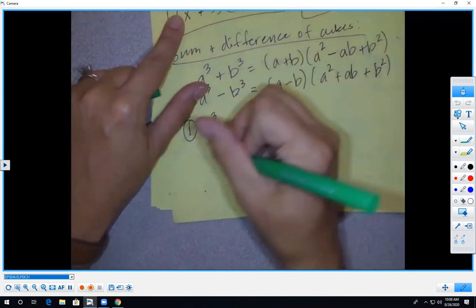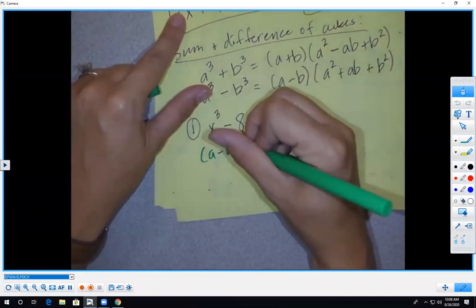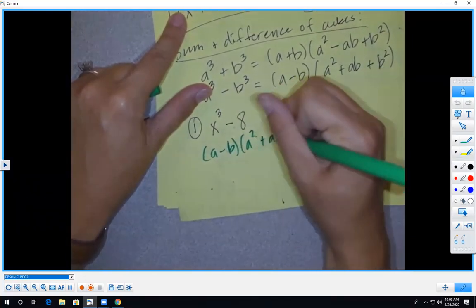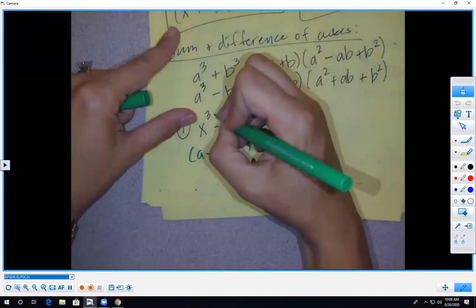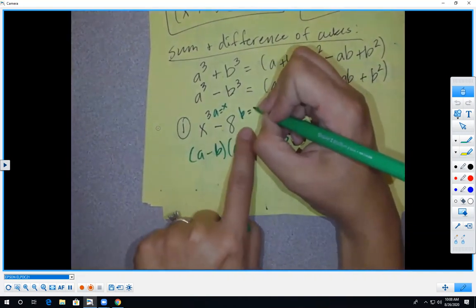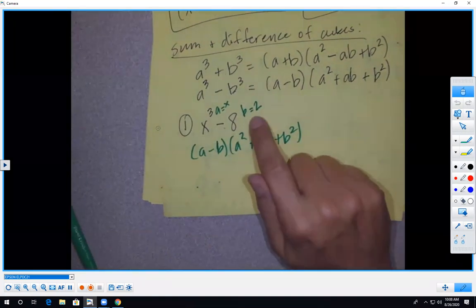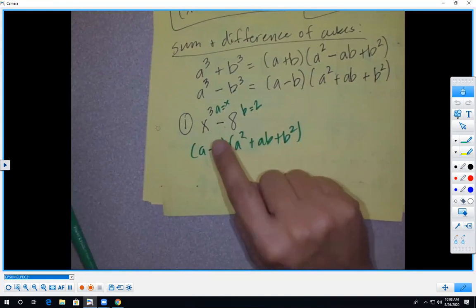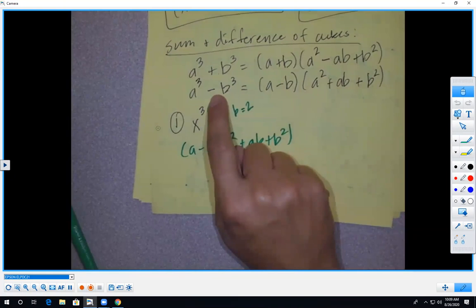Let me go ahead and write out the formula, even though it's right there. I'm just going to go for this problem. My answer is going to look like this: a minus b, a squared plus ab plus b squared. Remember, a is x and b is 2, the cube root of 8. A and b are the cube roots of your problem. And just a reminder, b is always positive because the sign here, the minus, tells you which formula to use. We picked the bottom formula because it was a minus in the problem.